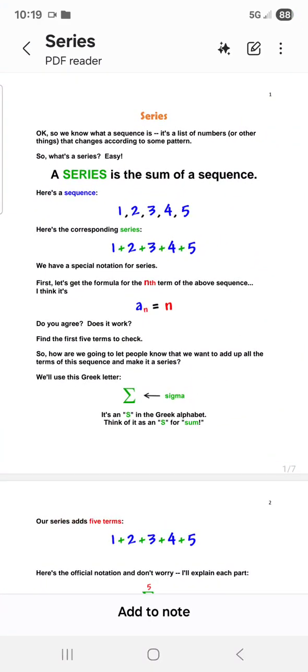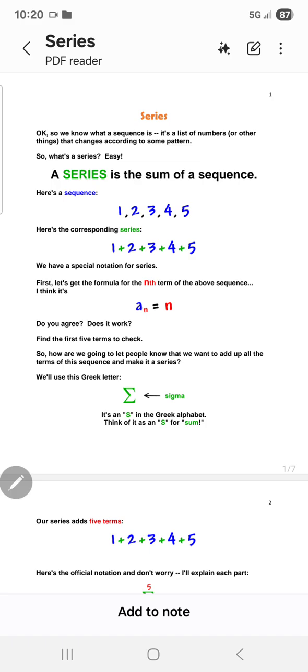Okay, all right, we're going to talk about series. We talked about sequences, and now we're going to talk about series. So we know what a sequence is. It's just a sequence of objects or numbers and things like that. Just a list, right? So 1, 2, 3, 4, 5. That's a sequence. Well, a series is just if I take a sequence and I add them up. So this is the corresponding series: 1 plus 2 plus 3 plus 4 plus 5, right?